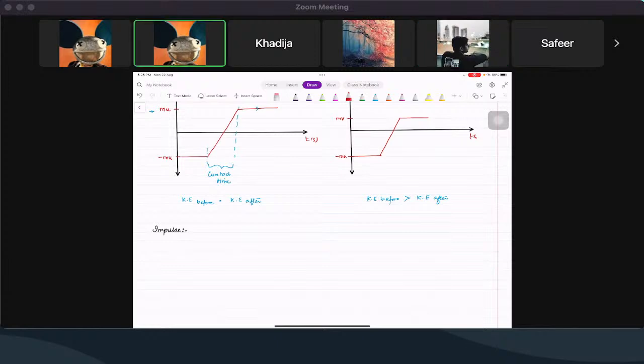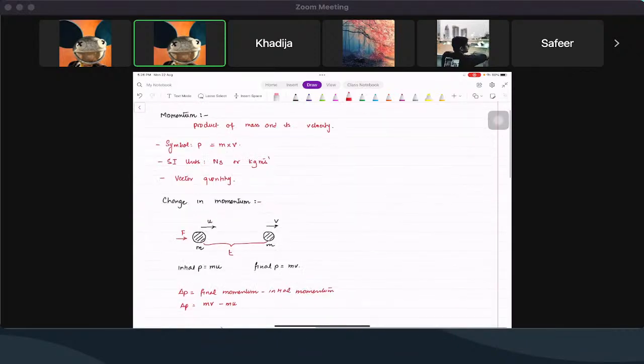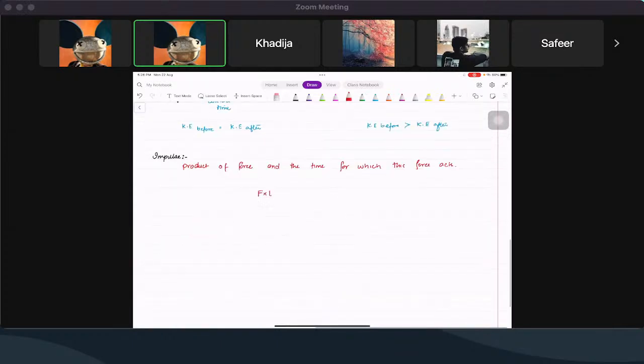Now, impulse is basically defined as the product of force and the time for which this force acts. As you can see from the example here, there was a force acting that led to a change in momentum. If I multiply force with time, it will give me the change in momentum. So I can write force into time is change in momentum, and it would be mv minus mu, right?